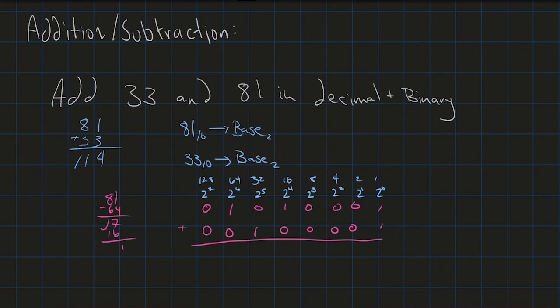So what you want to do is you want to add each bit. So when you have 1 plus 1, that evaluates to 0, and you carry the 1. 0 plus 0 plus 1, 1. 0 plus 0 is 0. 0 plus 0 is 0. 1 plus 0 is 1. 0 plus 1 is 1. 1 plus 0 is 1. 0 plus 0 is 0.